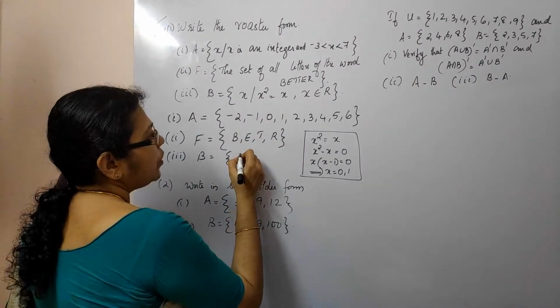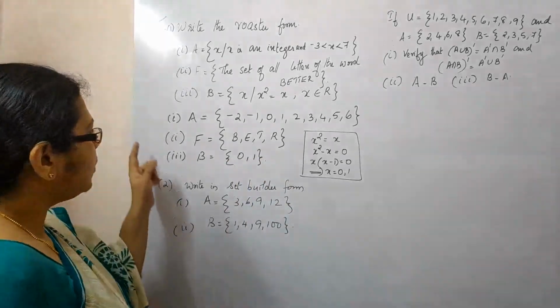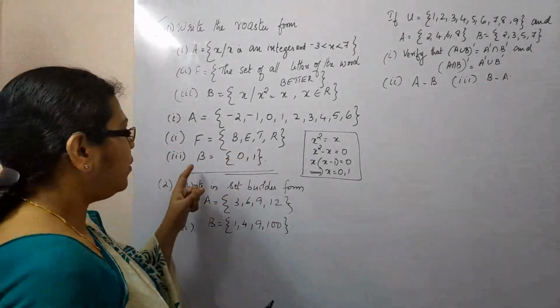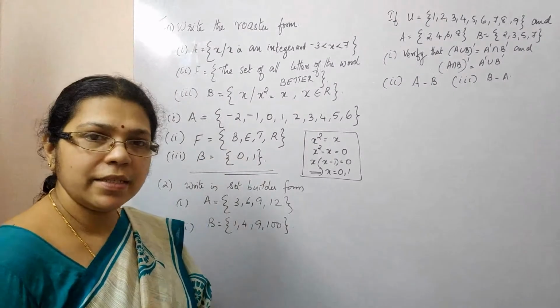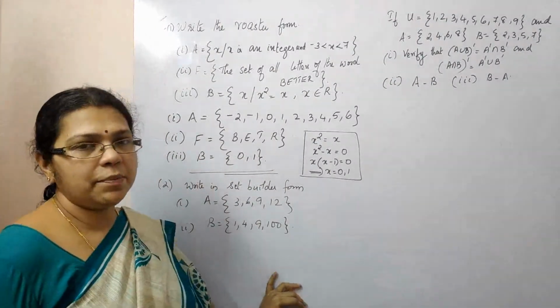So here what do you have? 0, 1. Am I clear? So these are the ways of it. So now this is how I represent the set in its roster form. Now let's come to the set builder form.